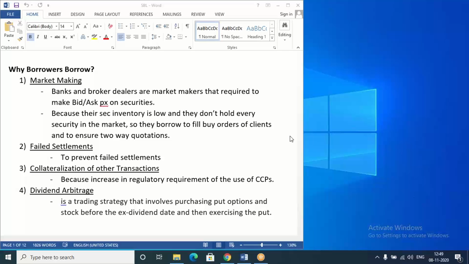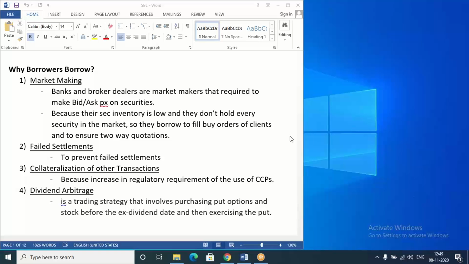Once again, market making. Market making is nothing but, as a market maker, I have to give a two-way quotation. Now, if I have to give a two-way quotation for a buy, I can say how much I want to pay you if I'm going to buy. But if I'm going to sell and I have to do a quotation, I need to hold those underlying securities in order to make a sell quote. Is that clear? Yes, ma'am. Okay. Are we clear with failed settlements as well? Okay.